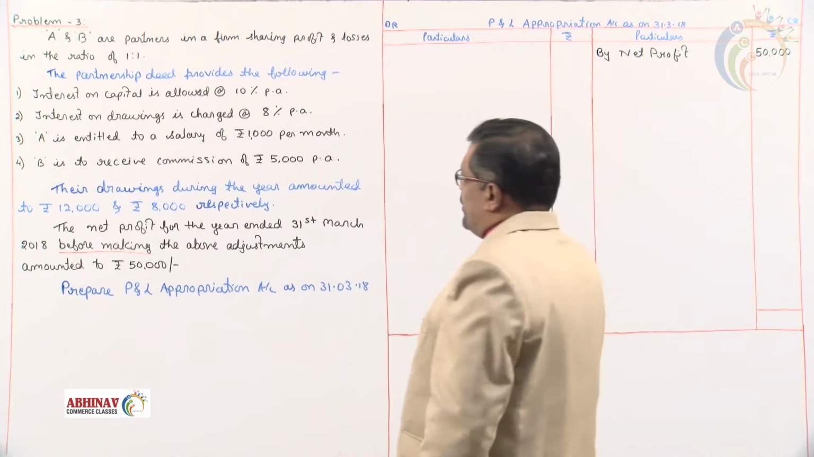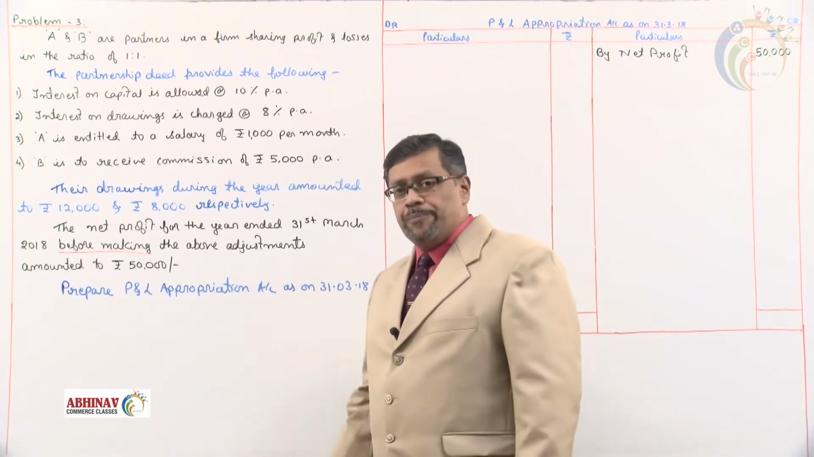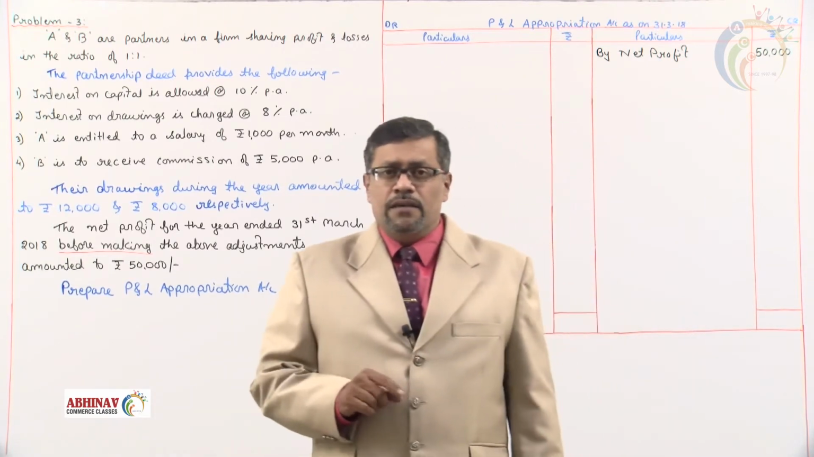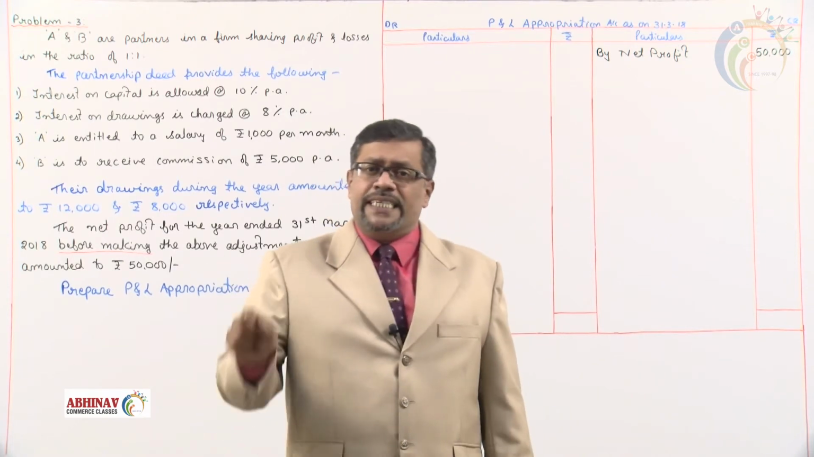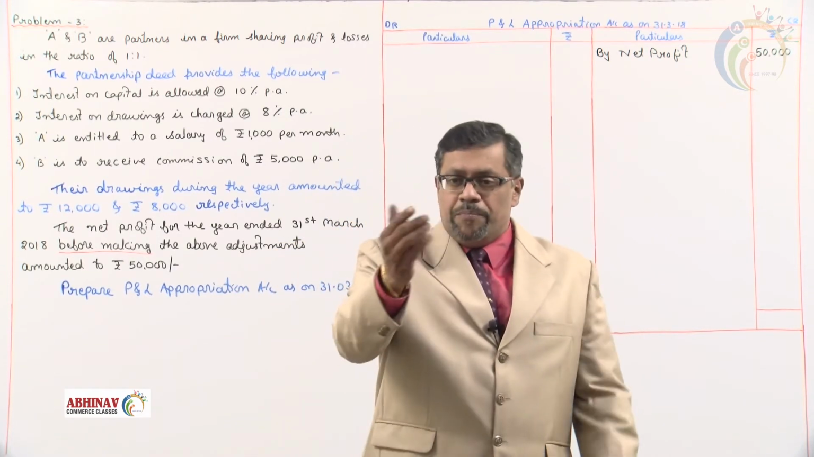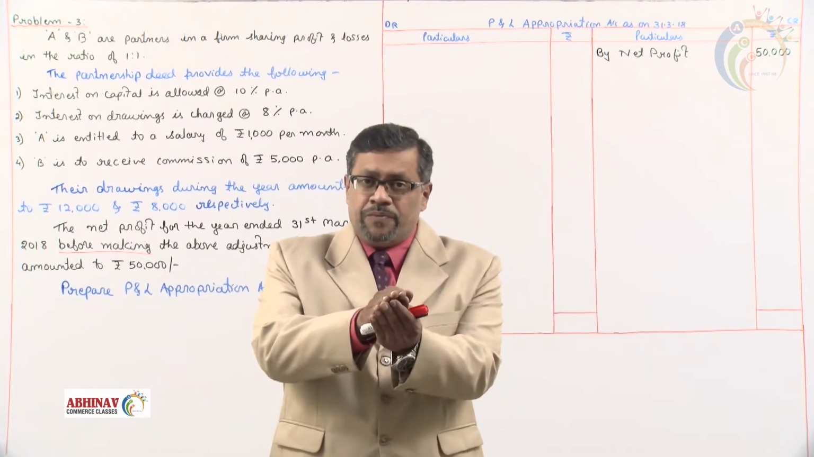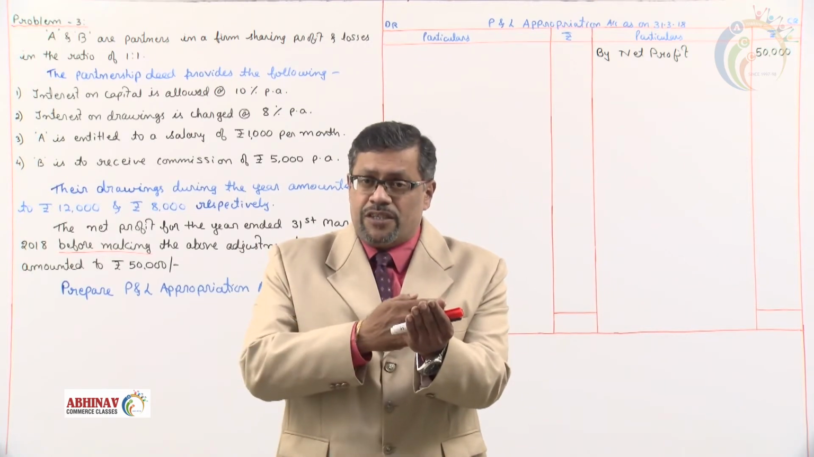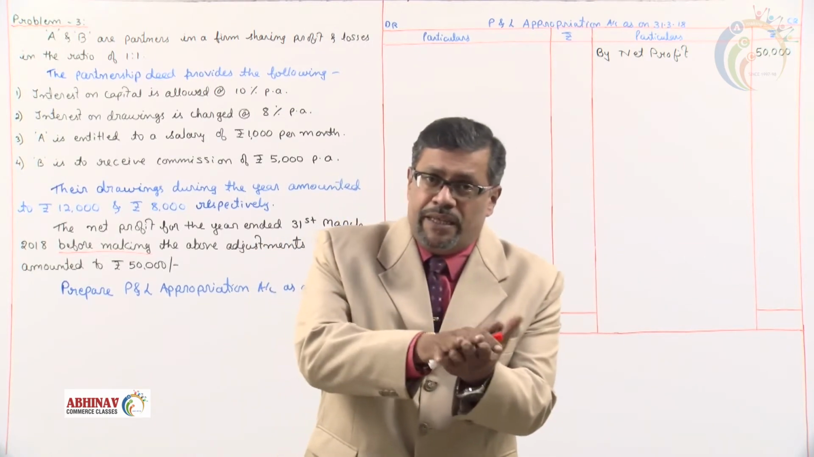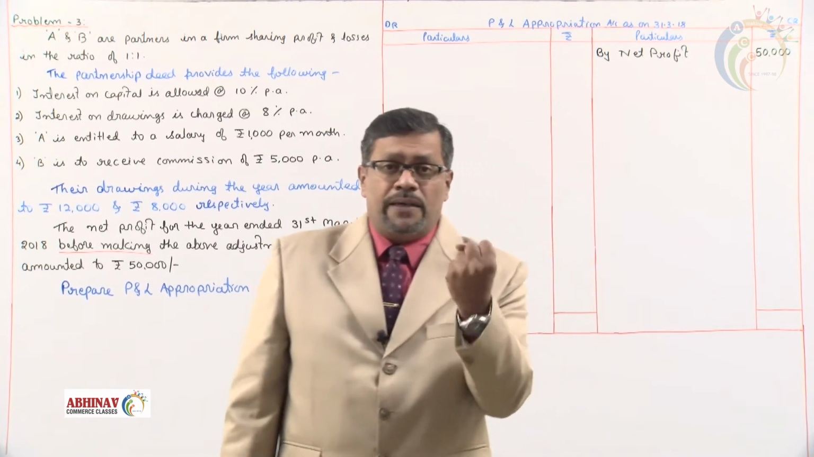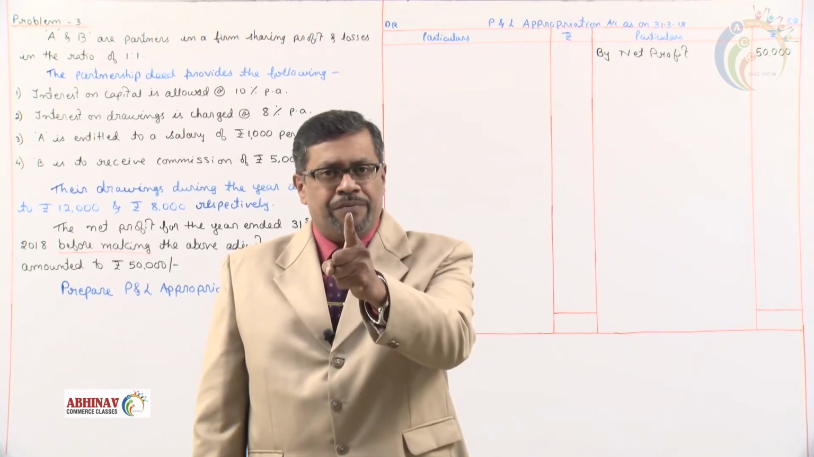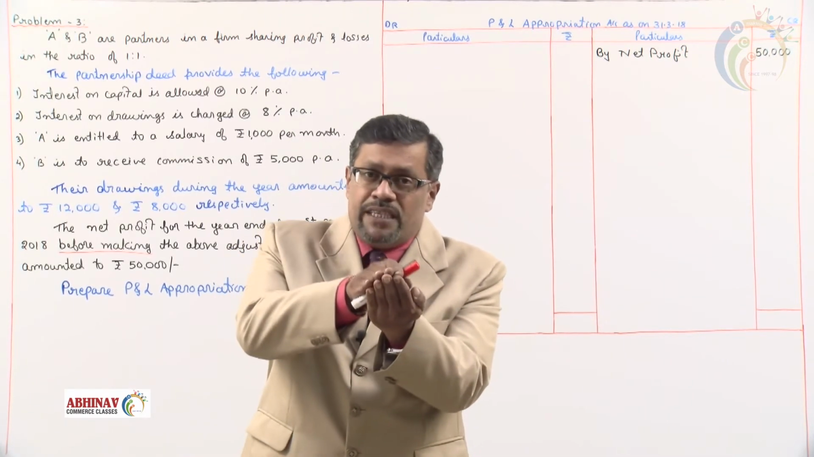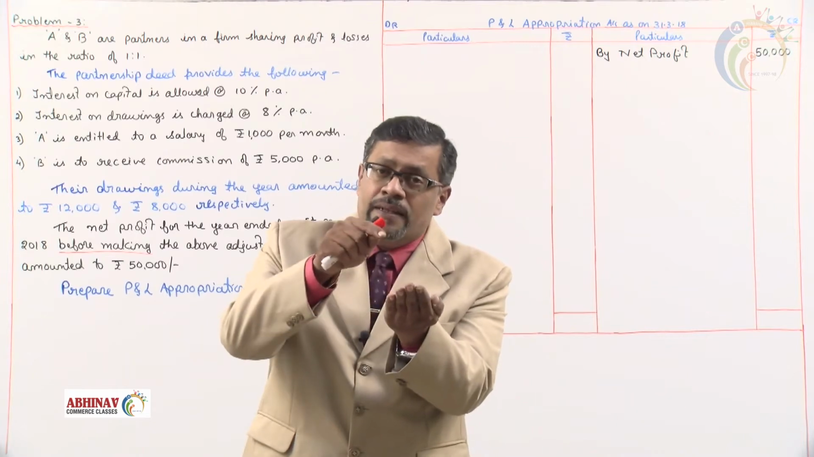The partnership deed provides interest on capital at 10%. First question is, what is interest on capital to the partnership firm? Is it an income or expenditure? Partners invest the money. So we have seen in the last sessions, when partners invest the money in the business, for the partnership firm, it's a liability. Capital is always a liability. So when they invest the money, it's a liability.